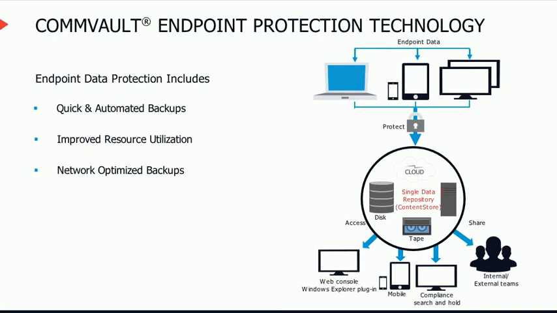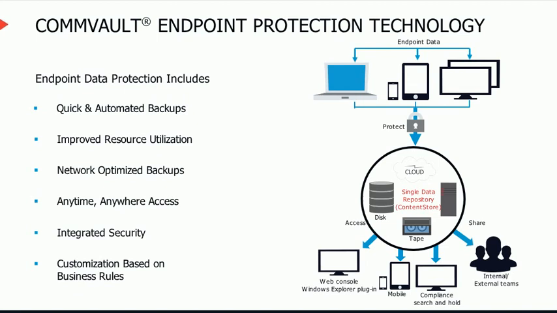Backups over any network, LAN, WAN, or VPN with dynamic bandwidth throttling. Anytime, anywhere access. Instant self-service access of data using any web browser or the mobile CommVault app. Integrated security features. Full encryption at all stages and secured network access used together for data security. Automated customization based on business rules. Ability to configure additional settings such as encryption, retention policies, and content indexing before performing the backups.